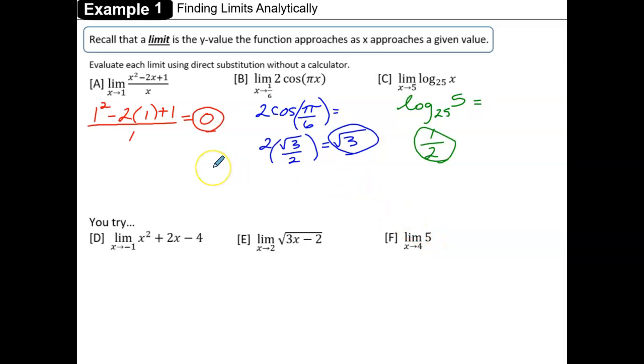25 to the 1/2 power is 5. So go ahead and pause the video, and you're going to try problems D, E, and F on your own, and then when you've got an answer for each, you can resume and we'll go over those together.